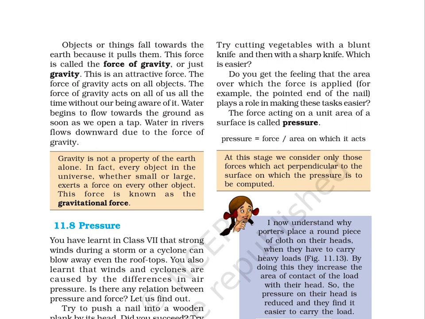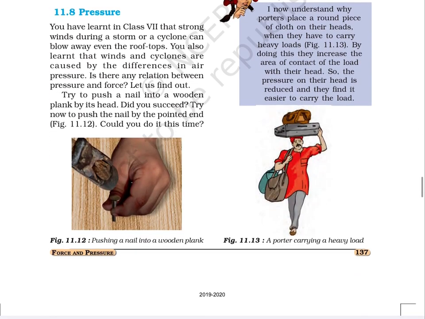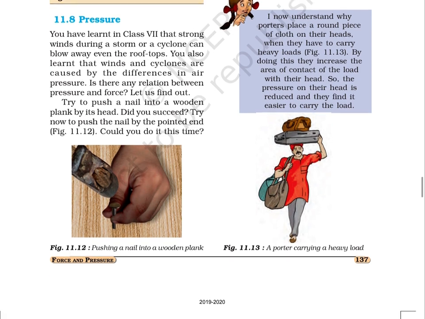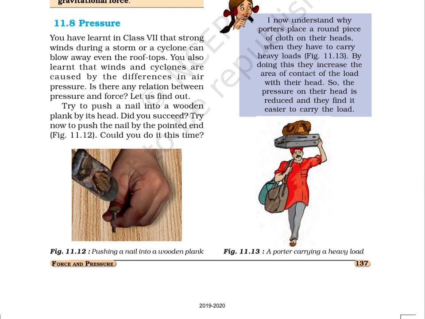Pressure. You have learnt in class 7 that strong winds during a storm or a cyclone can blow away even the rooftops. You also learnt that winds and cyclones are caused by the differences in air pressure. Is there any relation between pressure and force?